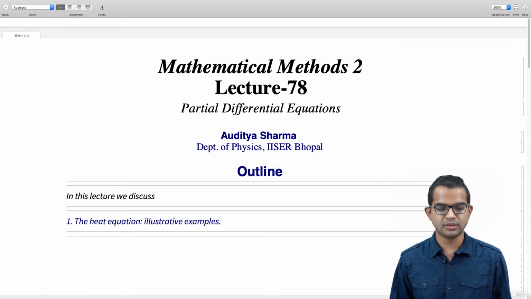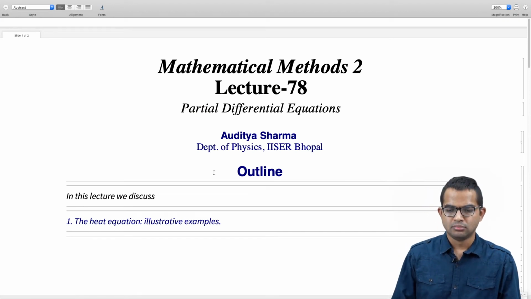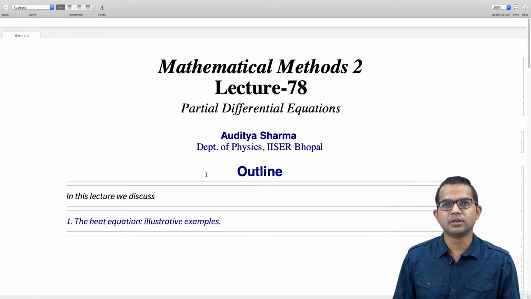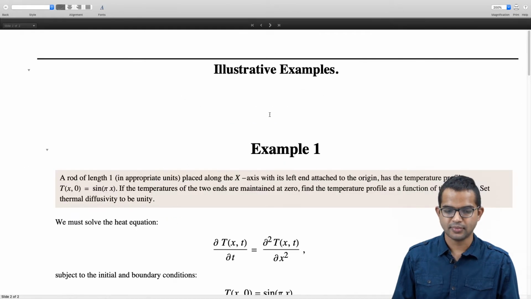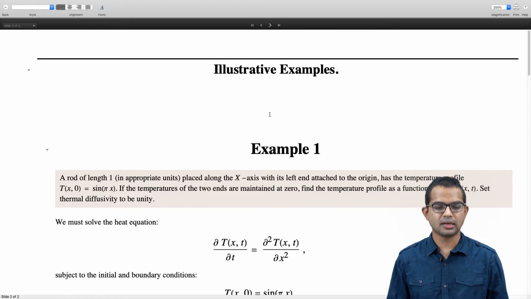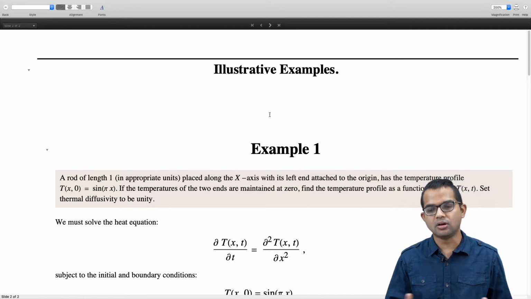Hello everybody. So in this lecture we are going to look at some illustrative examples where we solve the heat equation using the method of separation of variables, but there are some tricks which come out in a nice way. Okay, so consider a rod which is of length L, length 1 in appropriate units. It's placed along the x-axis.